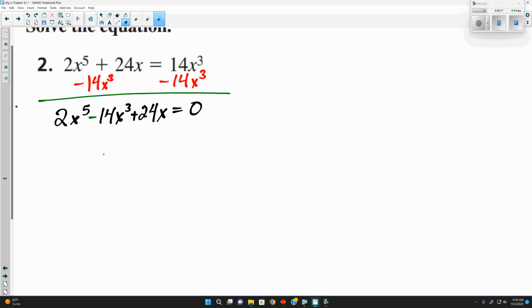Interestingly enough, whichever variable has the smallest exponent will tell us how many zeros we actually have, how many solutions of 0 we have. So here the smallest exponent is 1. So we have 1 zero. If it had been x squared instead of just x, 24x squared, we would have had 2 zeros. 2 zeros at 0. Now we can graph this.